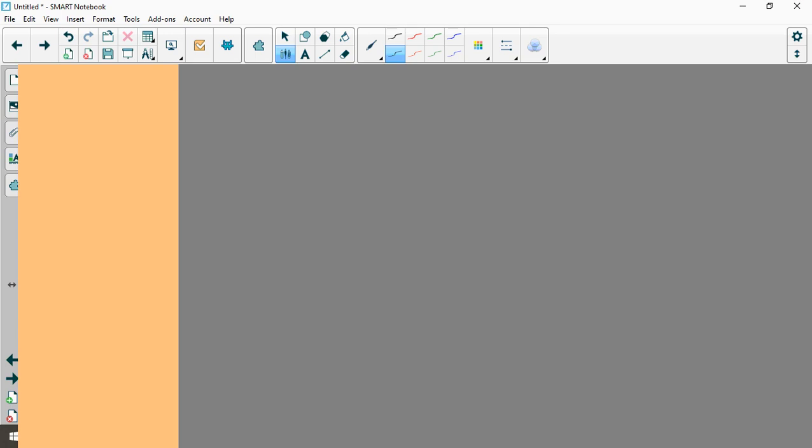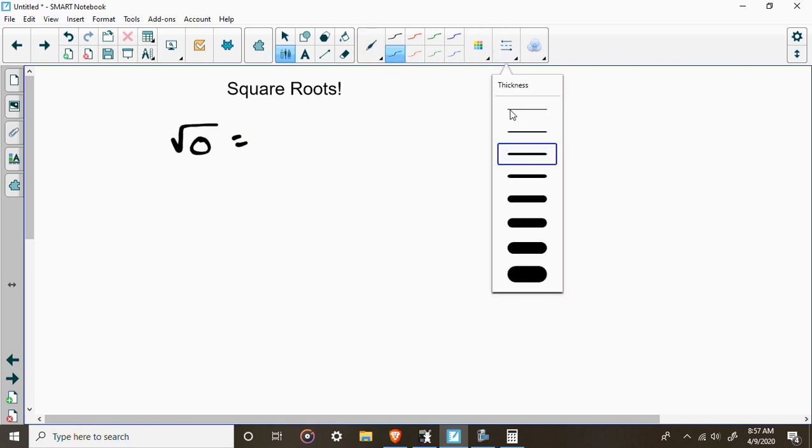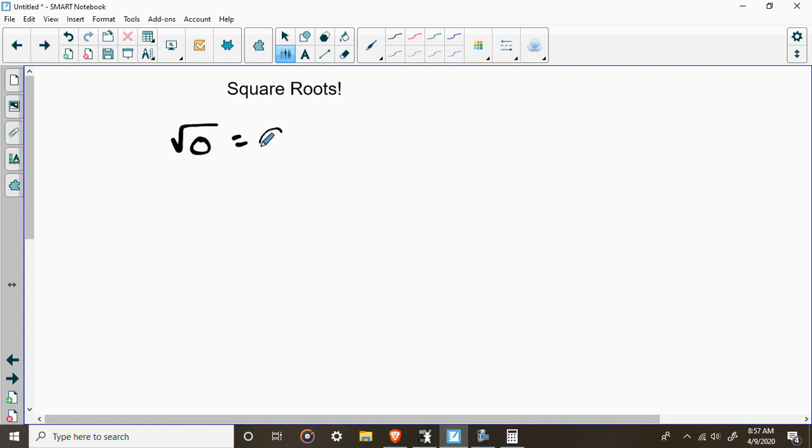Okay. So real straightforward. A square root is a way to tell what number multiplied by itself will give you another number. So let's say something like this. If I said, what is the square root of 0? What I'm really asking is, hey, what number times itself makes 0? Well, 0 times 0 makes 0. And when I said, hey, what's the square root of 25? Well, what number times itself makes 25? 5. 5 times 5 makes 25.